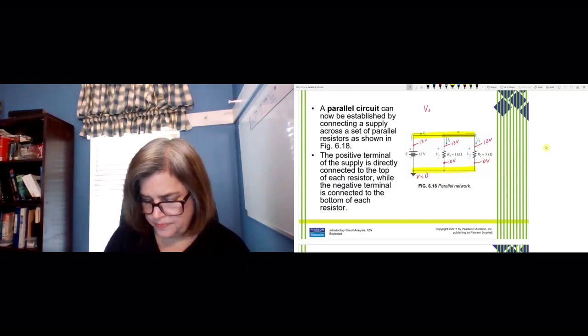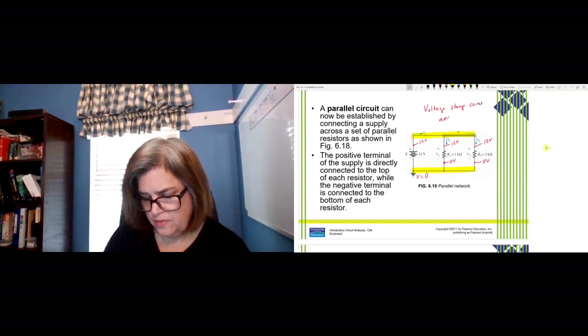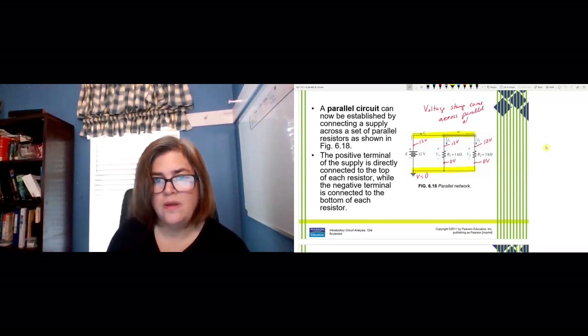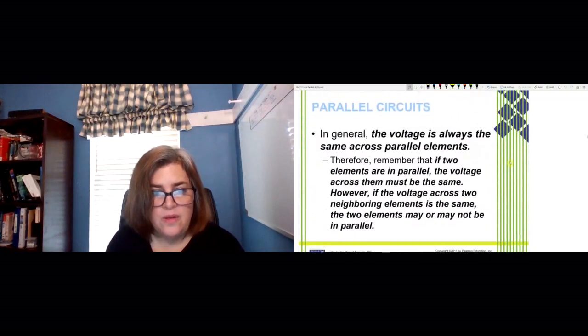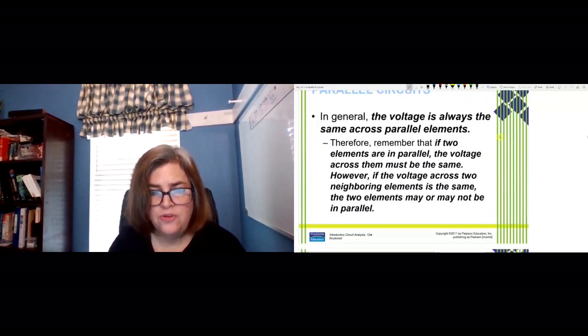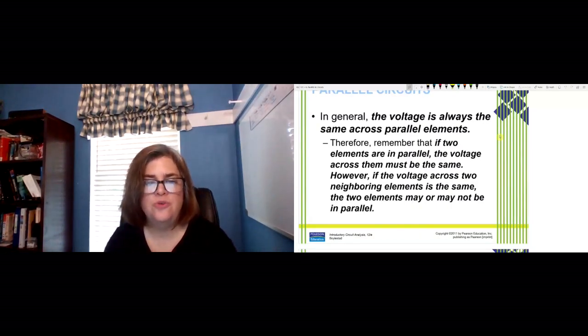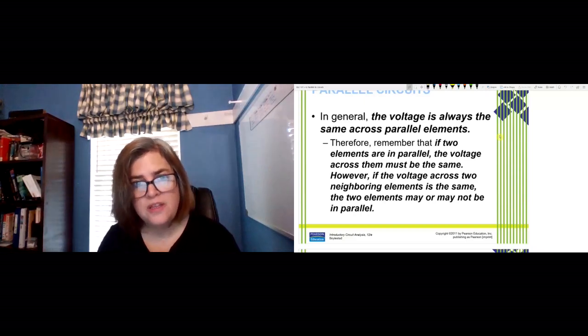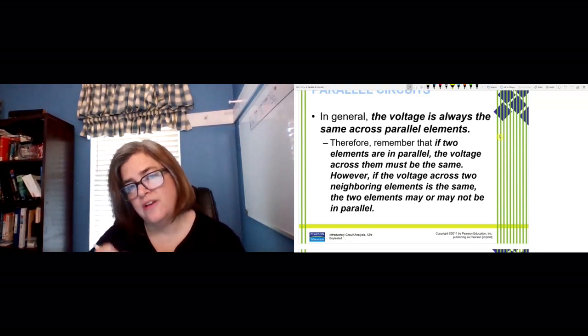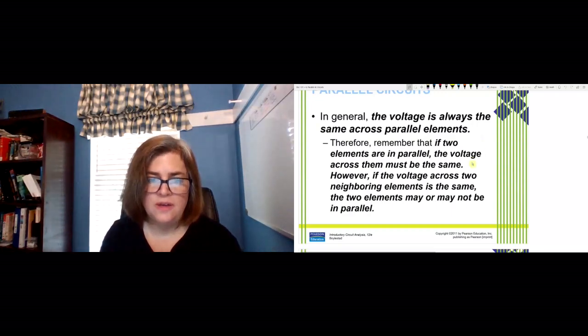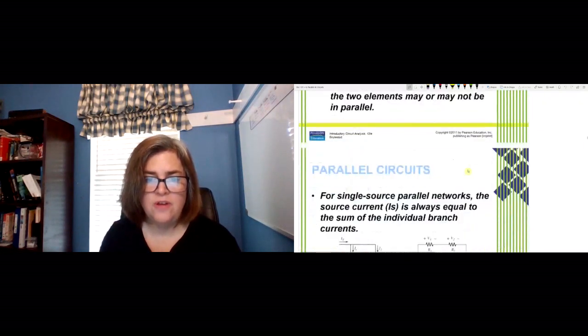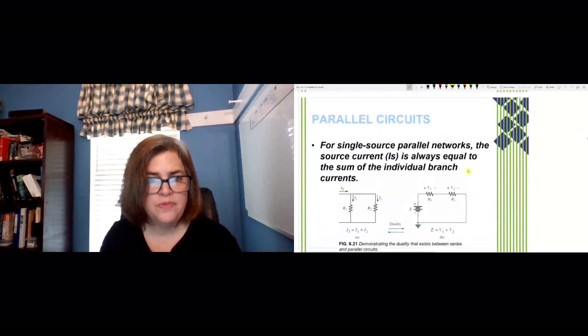So the voltage stays the same across the parallel elements. Okay, so if two elements are in parallel, the voltage across them must be the same. However, if the voltage across two elements is the same, that doesn't necessarily mean that they're in parallel, right? They have to have 2 points in common for that to happen. We're talking about voltage is the same if they're connected on the top and in the bottom.